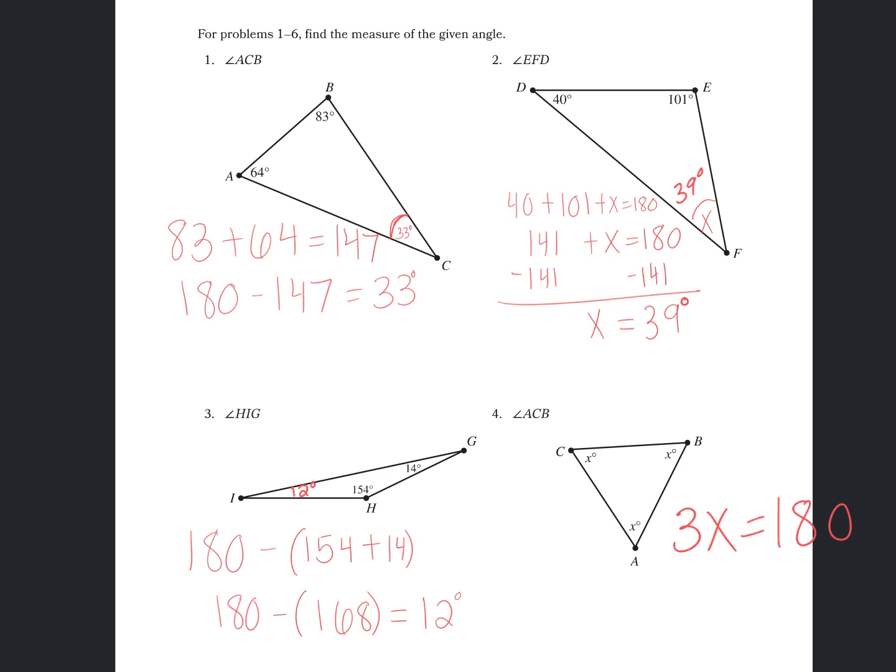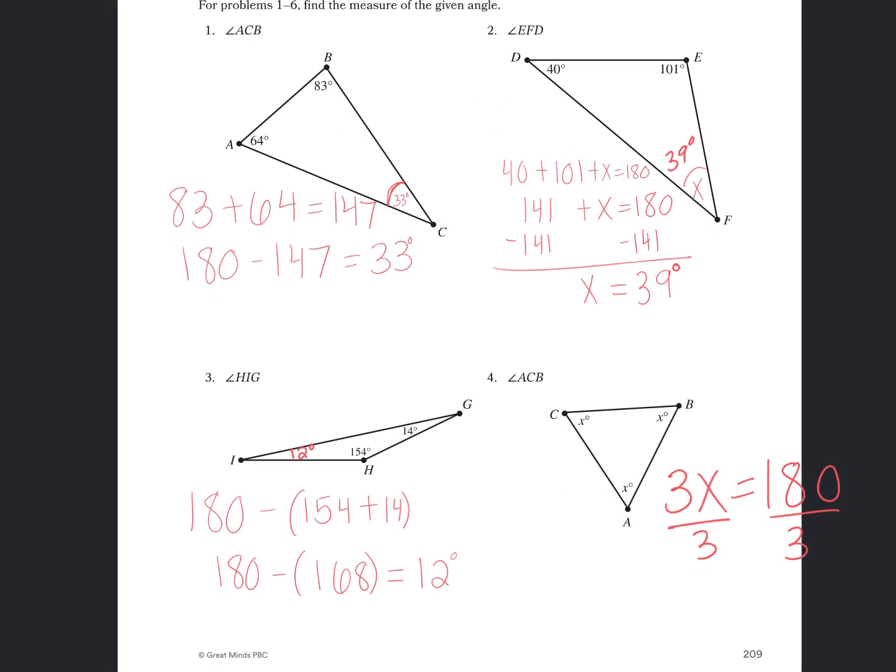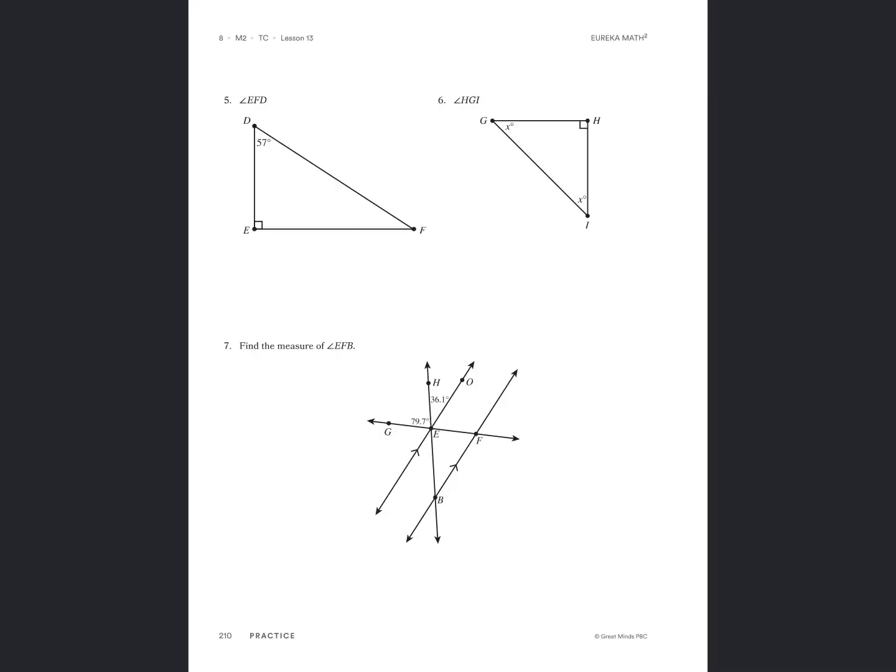Divide by 3. That's why I wrote some of them in that equation form to kind of give you a little insight on that. Most people will be able to just look at it and know to divide by 3. I just like to write it out to show what happened, because we added 3 of those X's to get that 3X. So each one is 60 degrees.